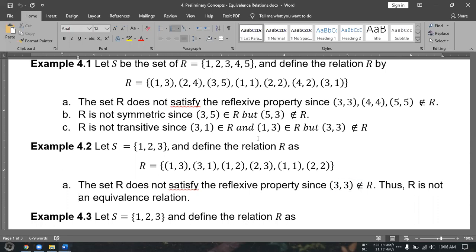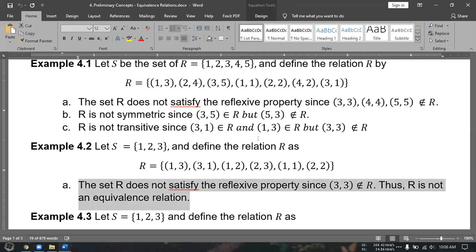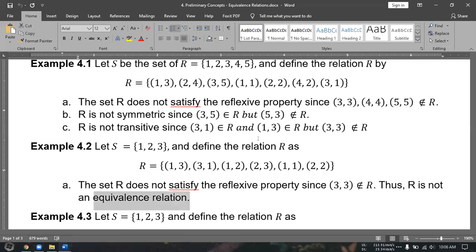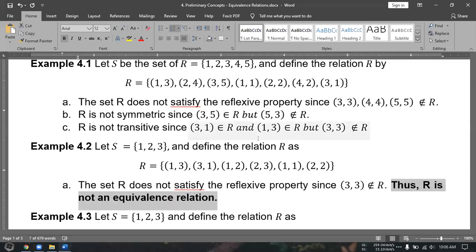And from there, we can stop. We can already stop since we already disproved our first condition, or we did not satisfy the first condition. So mag-conclude na agad tayo. This is our conclusion. Thus, R is not an equivalence relation.